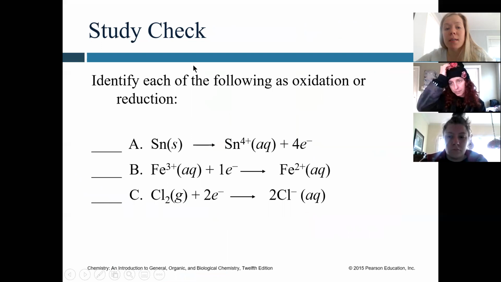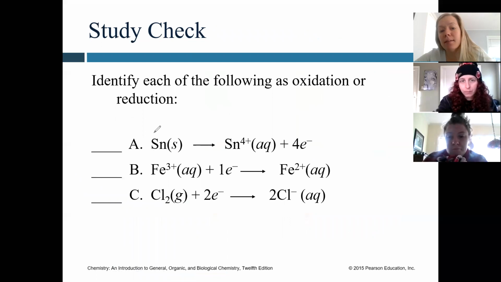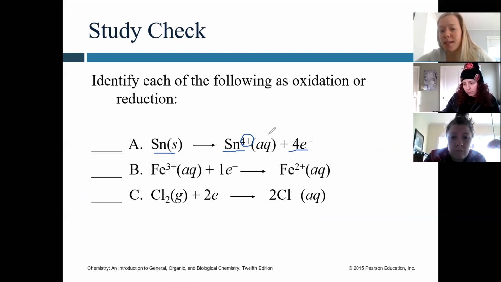If we look at some of these, identify the following as oxidation or reduction. We've got Sn, solid tin, and then an arrow, and the tin is becoming tin with a 4+ charge, giving up 4 electrons. The plus means that it's separated from this. So what process will lose 4 electrons? OIL RIG.